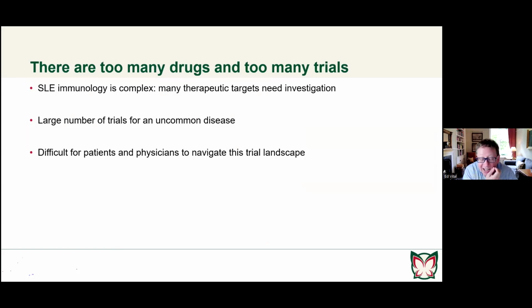And this is a natural thing to happen because lupus immunology is complex. So of course there are many therapeutic targets that make sense, but that means there's a lot of work to do to assess them all. This isn't helped by the fact that lupus is quite an uncommon disease, so it can be quite difficult to navigate this landscape. Which are the right trials to open? And if you have several trials available, which are the right ones to allocate particular patients to.